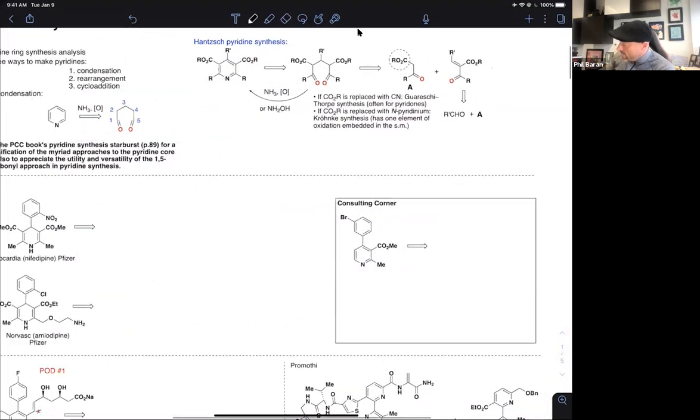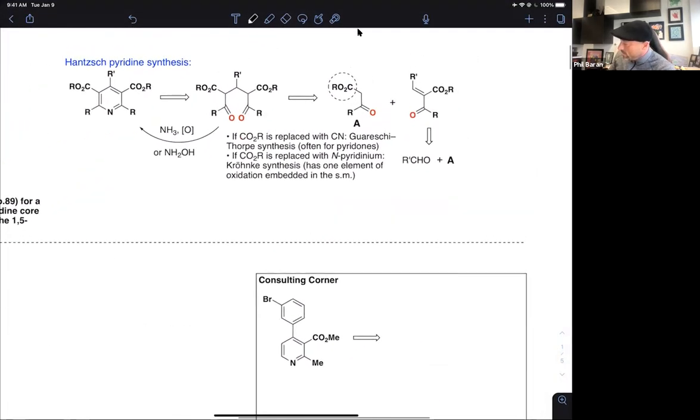We've got the prototypical 1,5-dicarbonyl starting material, which correlates to the classic Hantzsch pyridine synthesis. And there are many variations on the theme of Hantzsch. For instance, if you replace this ester group here with something else, that can be a nitrile, for example, that is the famous Guareschi-Thorpe, which we will cover in great detail. If you replace the ester with an N-pyridinium, that is the Kröhnke synthesis, which we will cover, can be also quite strategic.